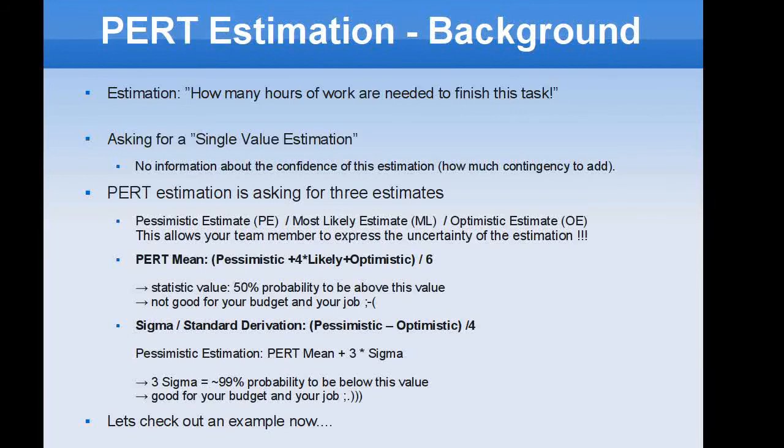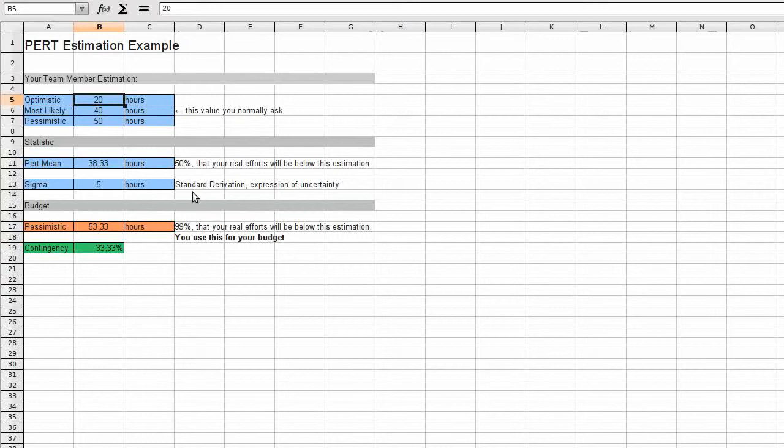To make it clear to you, let's look at this example now. In this example you have asked your team for the PERT estimation and you got back the following results. Optimistic 20 hours, most likely 40 hours, pessimistic 50 hours. Now we come to the statistic. The PERT mean calculated out of this is 38.33 hours. And as you can see, it's calculated out of optimistic, most likely, and pessimistic values.